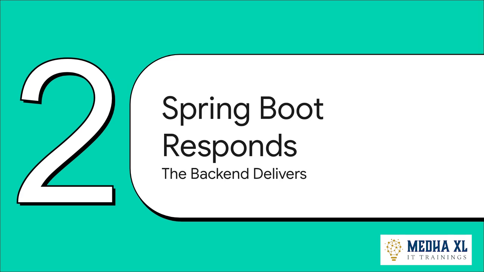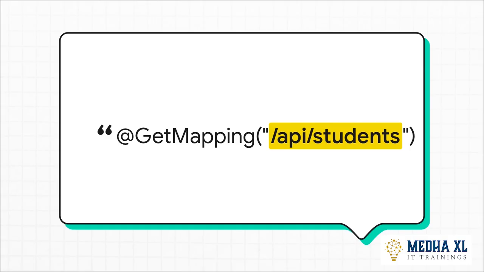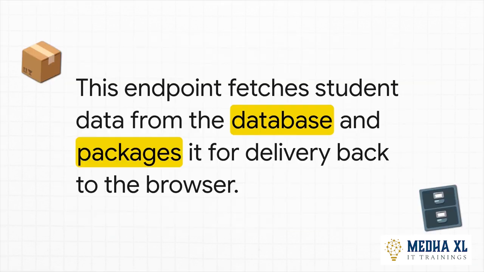Now, let's flip over to the other side. How does Spring Boot, the brains of the whole operation, even know that someone's knocking on the door, and how does it know what to do? And here it is. This is so cool. See that path? API/students. It's a perfect one-to-one match with what React just asked for. This little piece of code in Java basically tells the Spring Boot server, hey, if anyone ever comes looking for this exact address, I'm the one who's going to handle it. Send them to me.